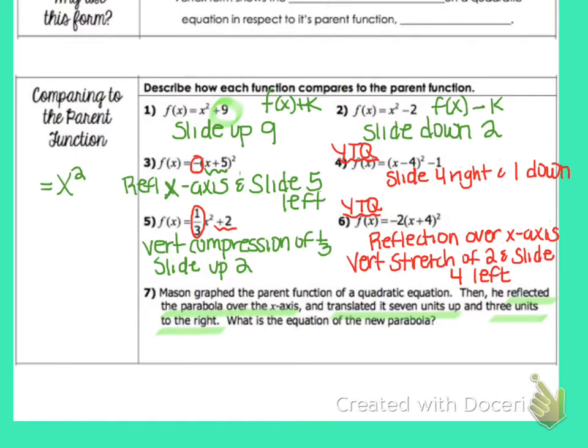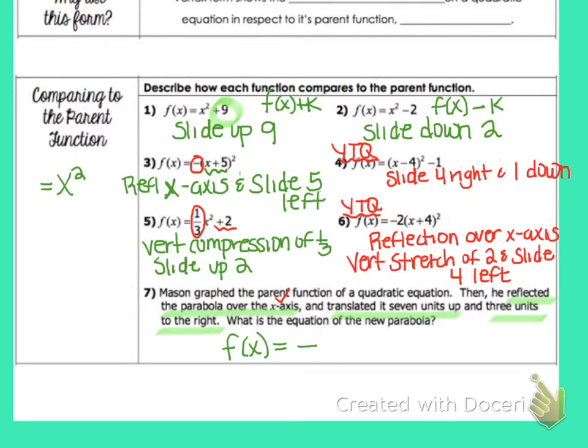Well, first of all, the reflection over the x-axis. We know we can reflect over the x-axis by simply putting a negative out in front. That's going to have the effect of making a sad face parabola. Now, we've done the reflection over the x-axis. Now the slide 3 units to the right.